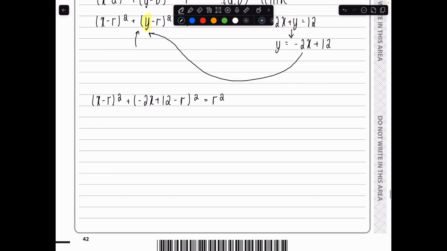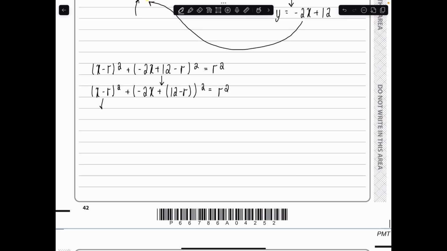Now, here we have two sets of double brackets that we can expand out. Before we do that, we need to just be very careful with this double bracket here. You could also write this as minus 2x plus, in brackets, 12 minus r. Now something to remember here is 12 minus r, it's a constant because our radius can't change, can it? So you can consider the constant as 12 minus r.